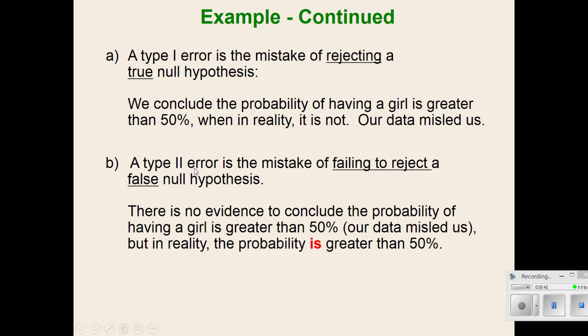B, a type 2 error would be the mistake of failing to reject a false null hypothesis. So if the null hypothesis actually is false and the method is actually effective, but we fail to reject the null hypothesis, so we miss the fact that it's an effective method, there is no evidence to conclude the probability of having a girl is greater than 50%. If we conclude that, our data would have misled us again.